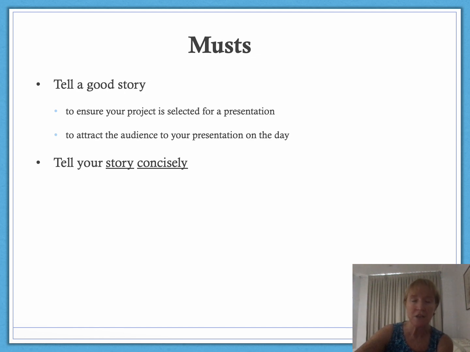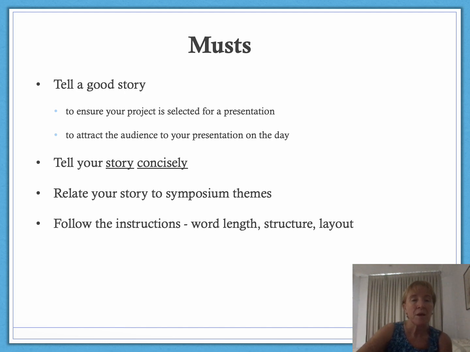Tell your story concisely. You've got a limited number of words, but also it's about keeping it tight and so it's clear, there's no fluff, people can understand it quite easily. What you do need to do is relate your story to the symposium themes. So in this instance, it's research excellence in the tropics. So see how you can relate your story to that symposium theme.